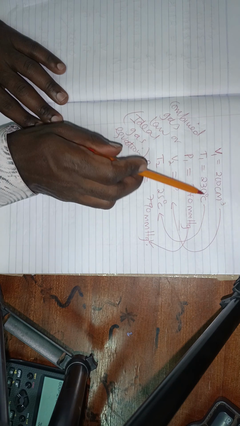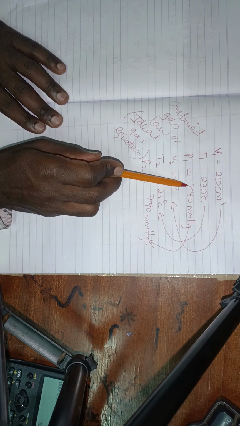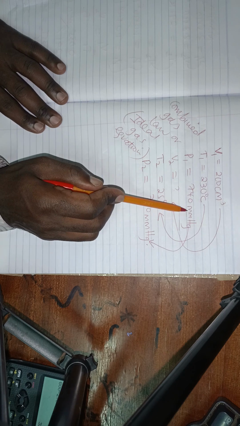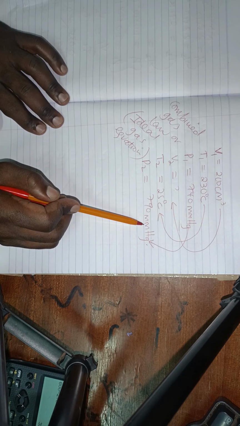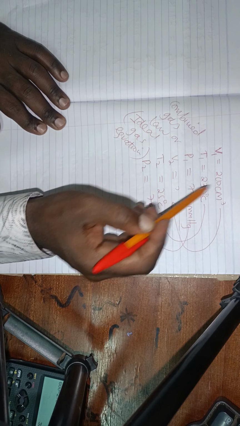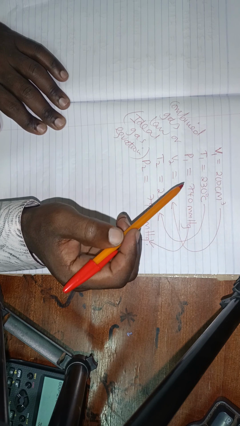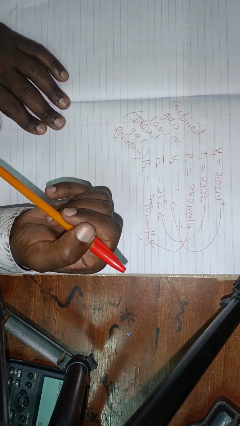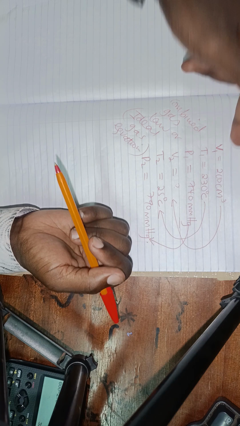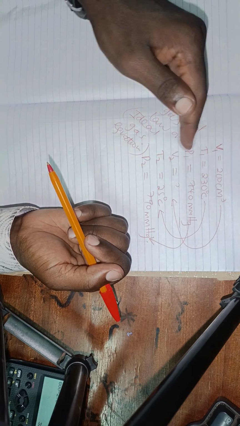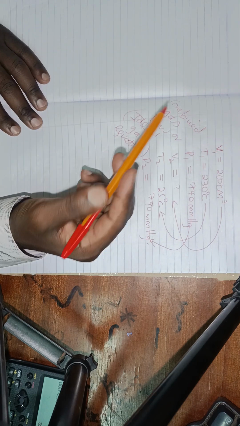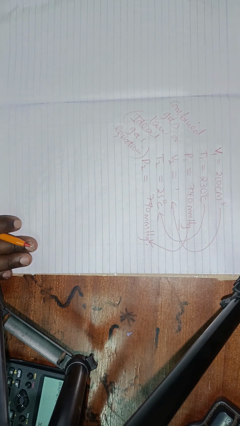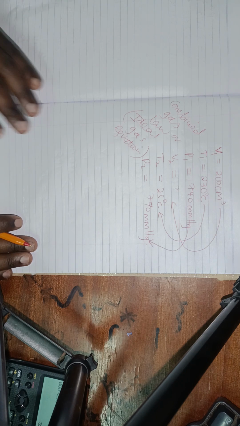Temperature has decreased from 230 degrees Celsius to 25 degrees Celsius. Pressure has increased from 740 millimeters of mercury to 790 millimeters of mercury. So the volume of this gas is going to change because temperature and pressure conditions have changed. So the combined gas law states that there's a variation in the volumes of a particular gas if temperature and pressure conditions undergo changes.